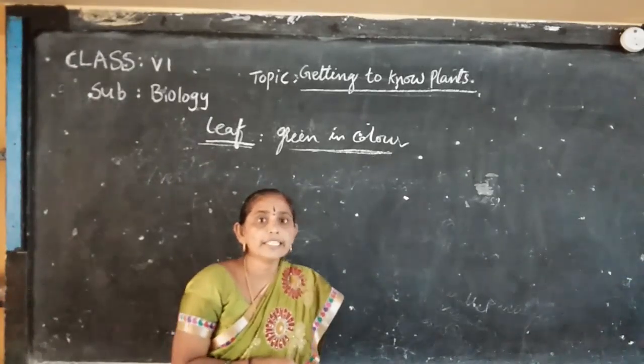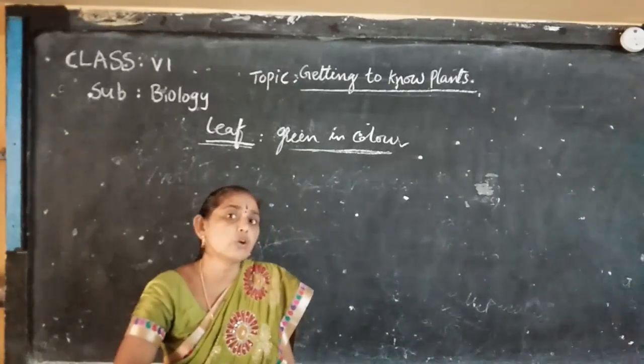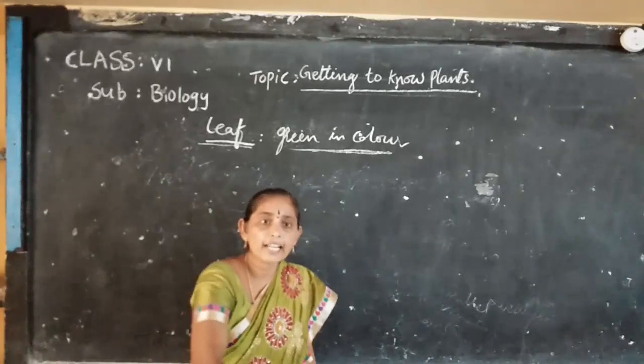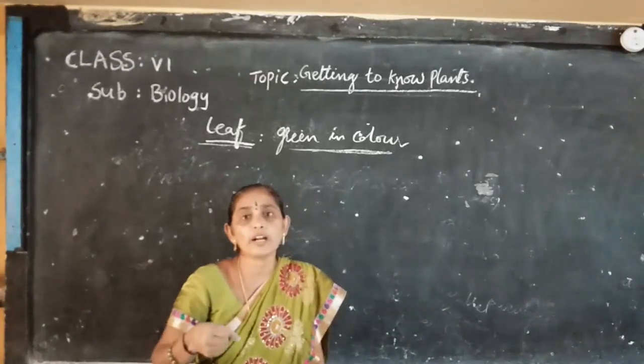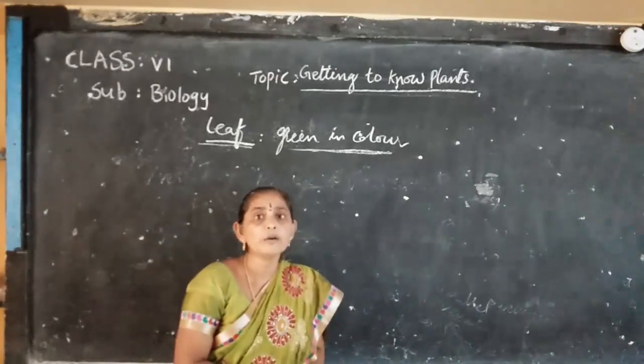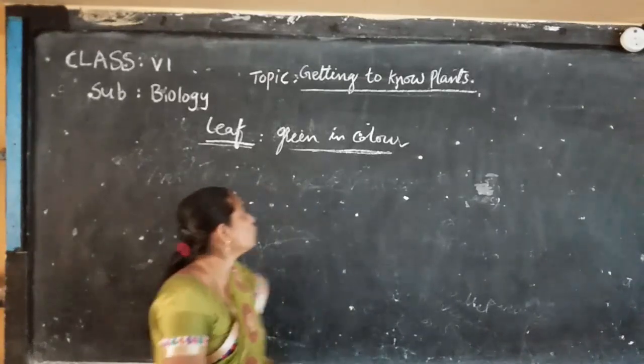And there is a main root. It penetrates the soil to very deep layers, absorbing minerals and water from the soil and transporting them to different parts of the plant.